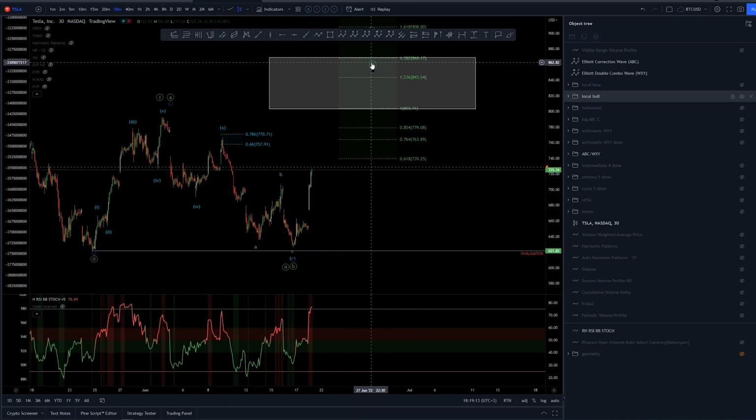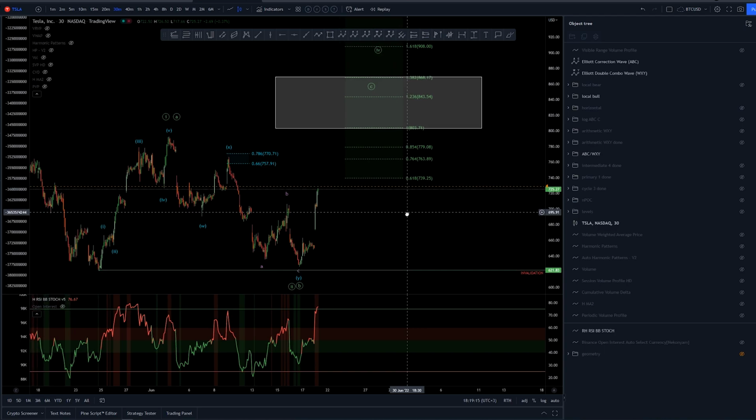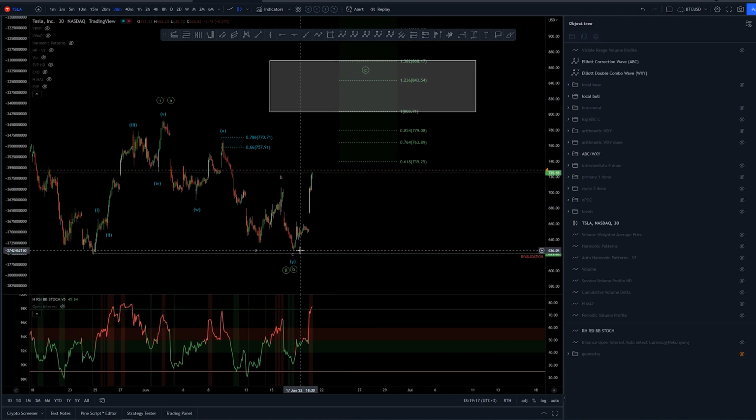Now at this point again we would be looking for higher prices, as this did not get below the start of the whole wave structure for a B, C at least.